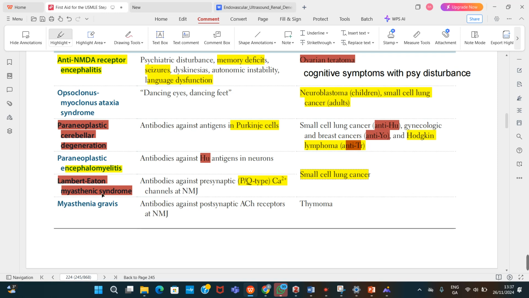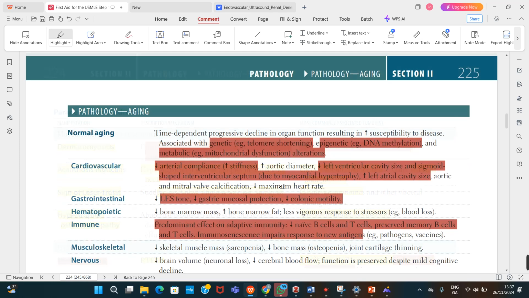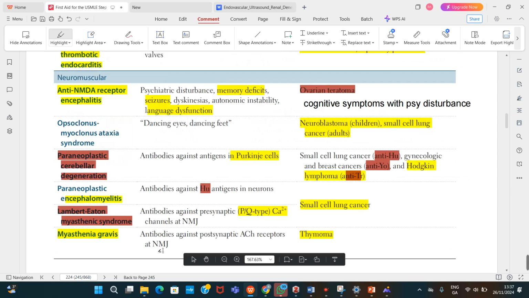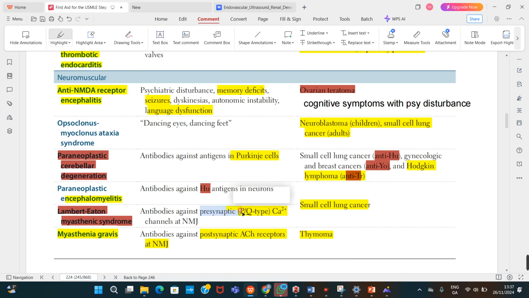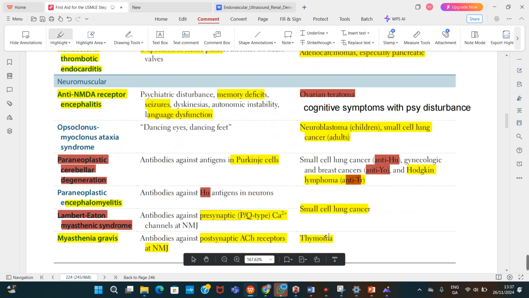So myasthenia gravis is also a paraneoplastic manifestation of a thymoma. Just like thymoma can cause Good syndrome, thymoma can cause what else again? I forgot it myself. Pure red cell aplasia. Yes, pure red cell aplasia. So thymoma can also cause myasthenia gravis, which is due to antibodies against the postsynaptic ACh receptor. The Lambert-Eaton is due to antibody against the presynaptic calcium channel. So don't confuse them. Thymic hyperplasia or thymoma is usually associated with myasthenia gravis.